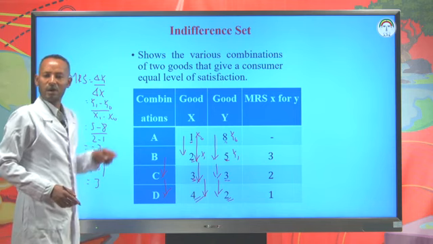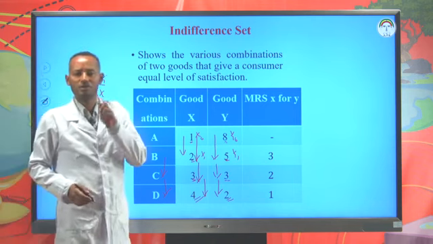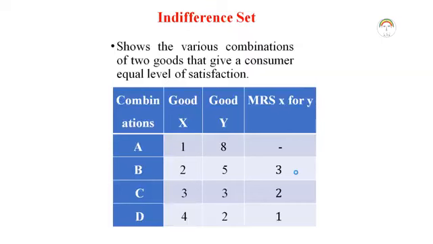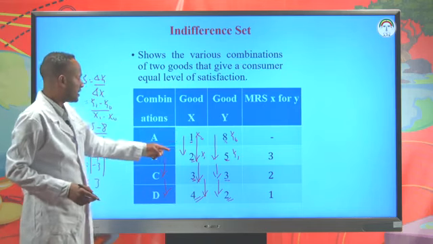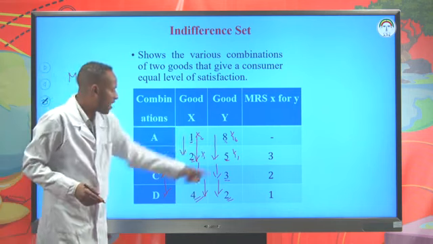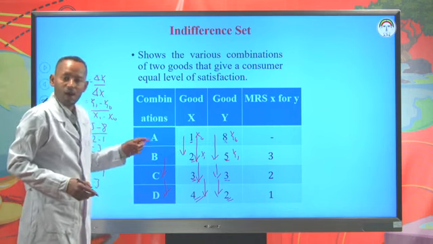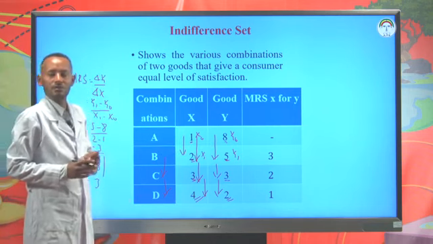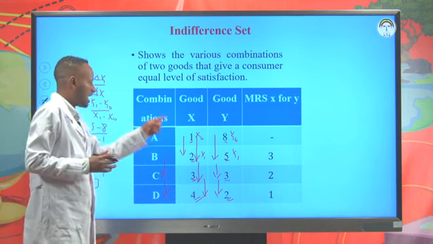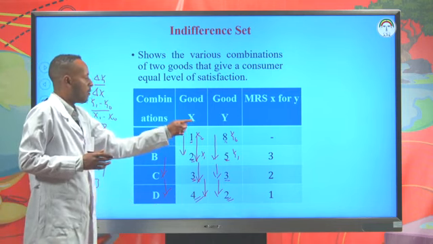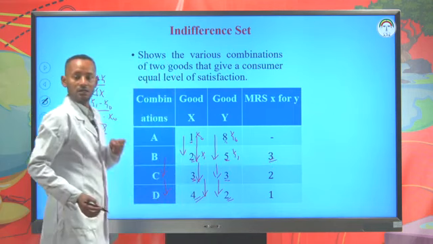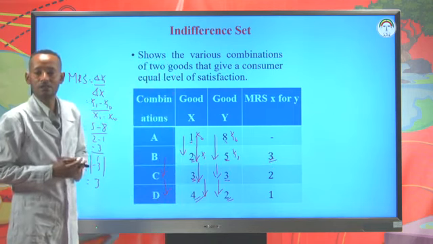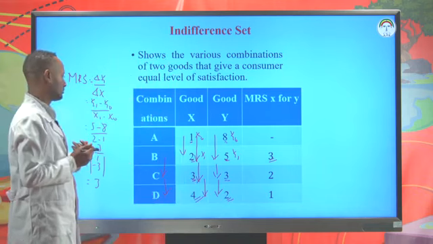That means when we go from combination A to combination B, if the satisfaction that we get from 1 unit of X and 8 units of Y is equal to that of 2 units of X and 5 units of Y, the rate by which one commodity is substituted for another is this: 1 X is substituted for how many units of Y? For 3 units of Y. This is the way of calculating the marginal rate of substitution.